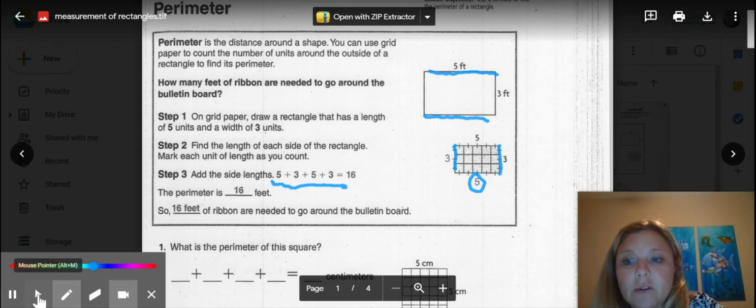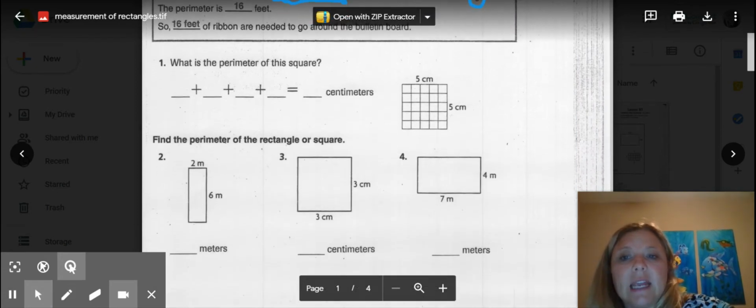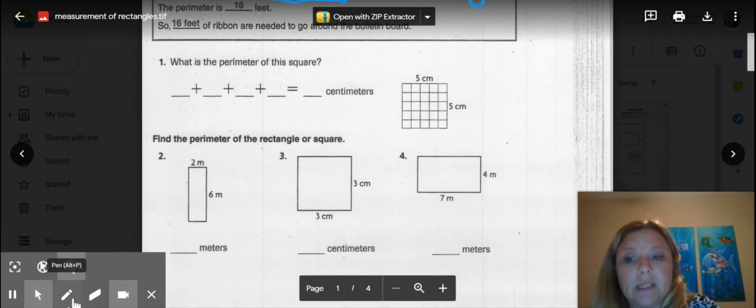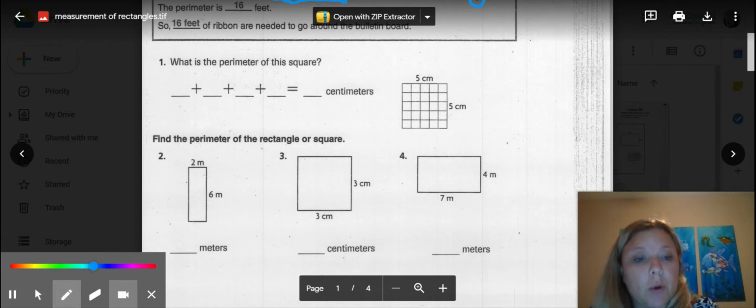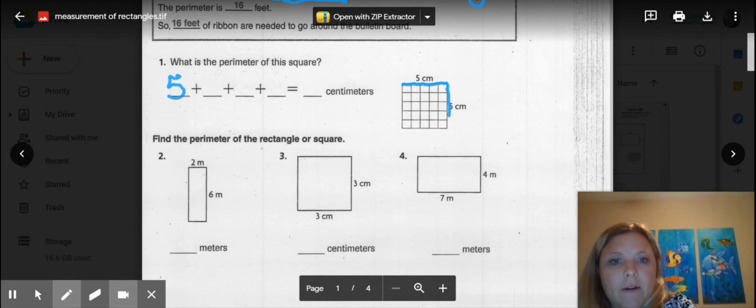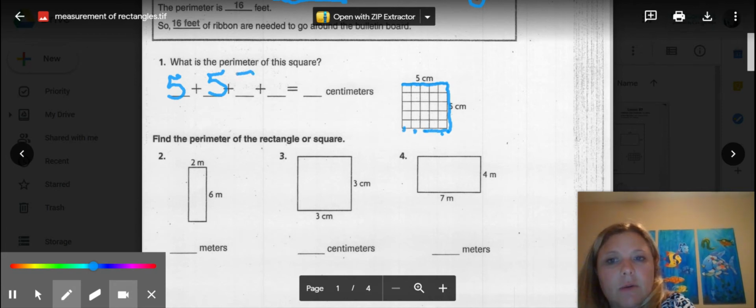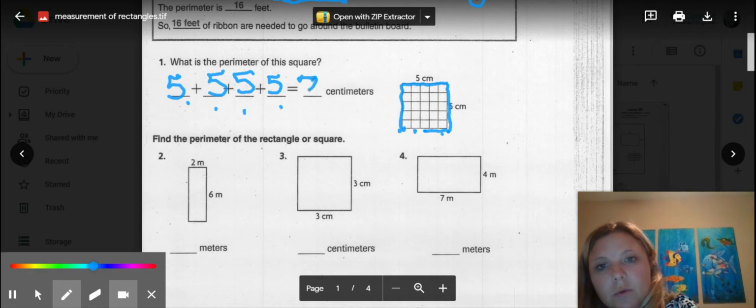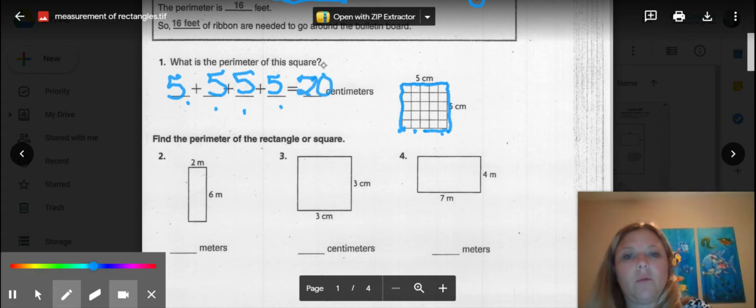Okay? So if I go down to the worksheet itself, it's asking, what would be the perimeter of what you see in problem number 1? If you're doing a paper copy, you would write the answers directly on this worksheet. So you can say, well, there's 5 across, so I'm measuring 5, and I'm measuring 5 on the side here, so I would put a 5 here. I'm measuring 5 on this side, so I would place a 5, and I'm measuring 5 on this side, so I'd place a 5. Now what's 5 plus 5 plus 5 plus 5 equal? It equals 20, so you would place a 20 right here.